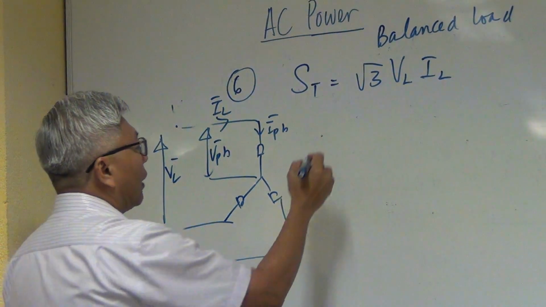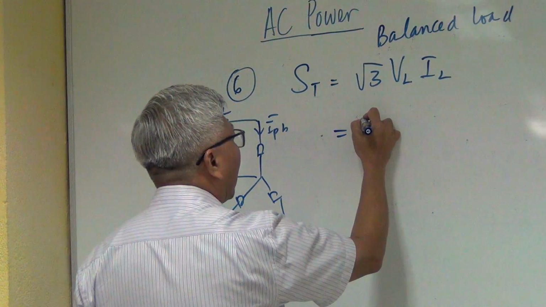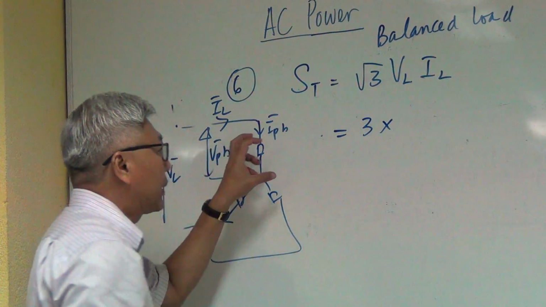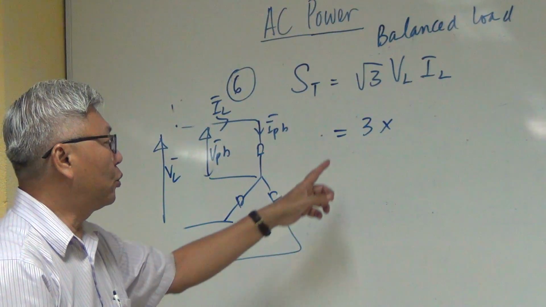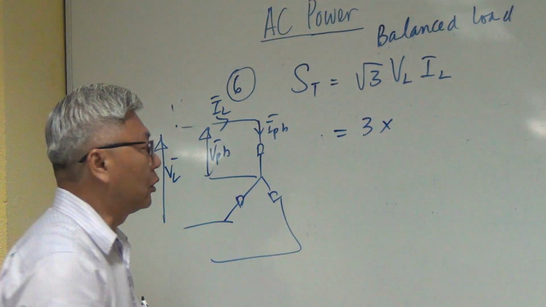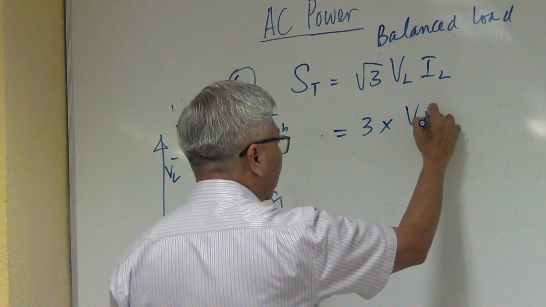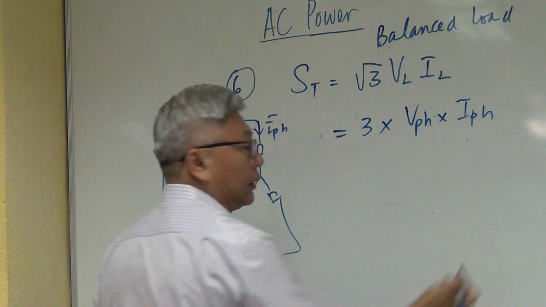Okay, now if I were to say that this is 3 times the individual, because if I know the individual power multiplied by 3, I should get the total, right? So let's do 3 times the individual. I'll say individual phase voltage multiplied by individual phase current.